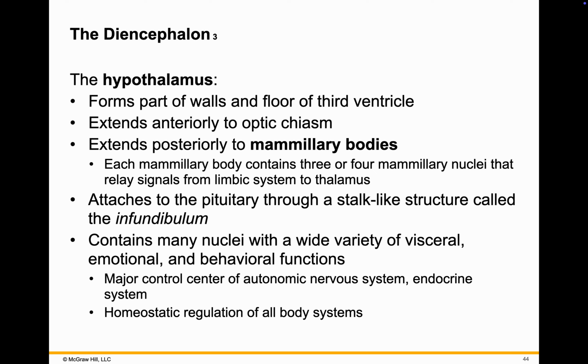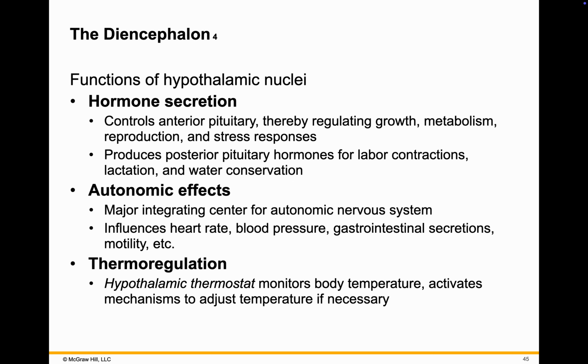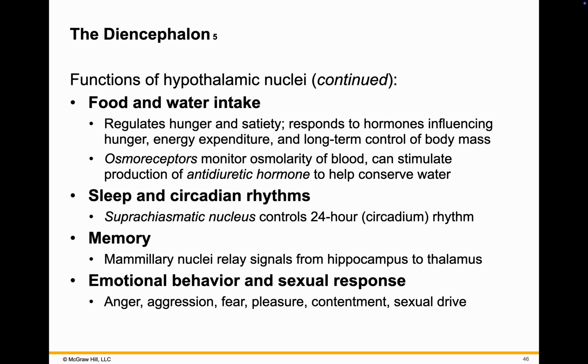We'll be talking more about the autonomic nervous system later this week. It controls things like hormone secretion, autonomic effects, and thermoregulation. This is where the thermostat is for your body, the hypothalamic thermostat, monitoring body temperature. It has structures that regulate food and water intake, sleep and circadian rhythms. It's involved in memory, emotional behavior, and sexual responses.